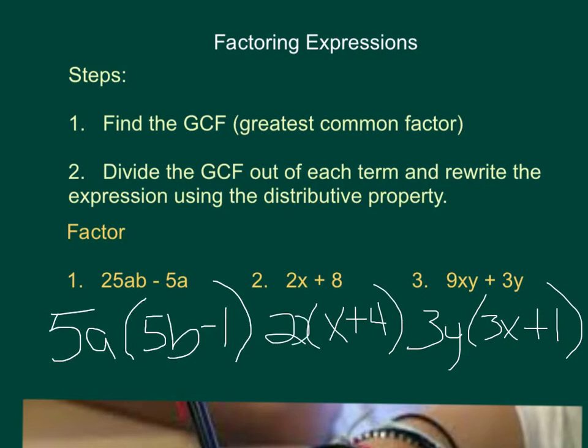To check to see if you factored an expression correctly, you can always distribute the greatest common factor back to every term, and you should end up with your original expression. If you do not, then it means you have made a mistake and you should go back and check your work.